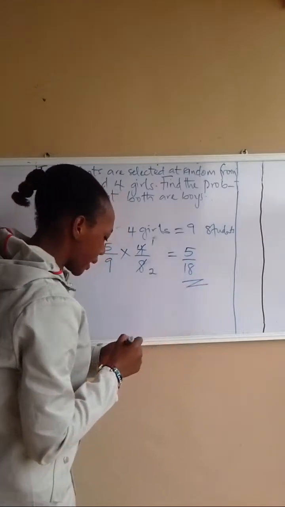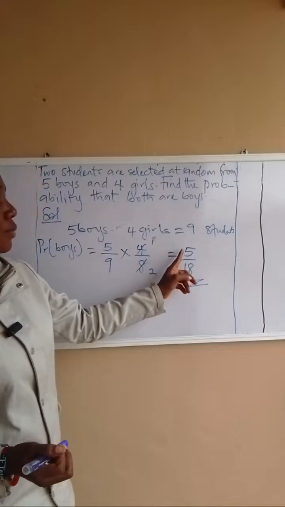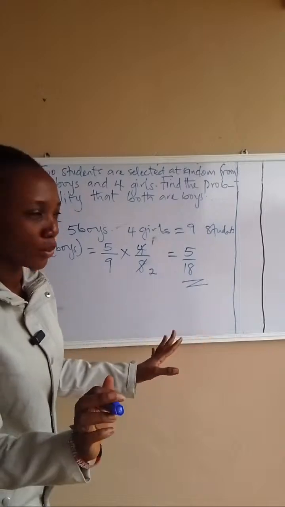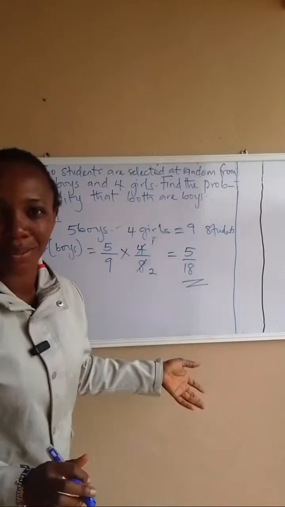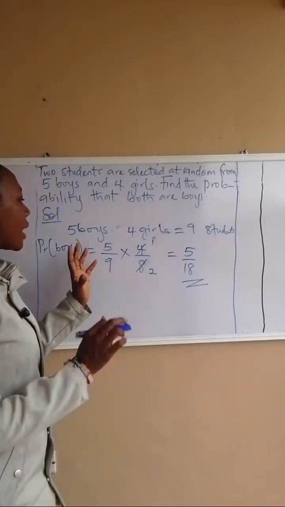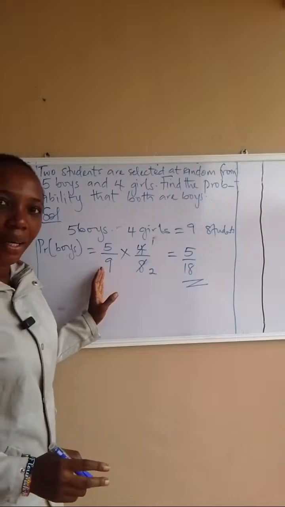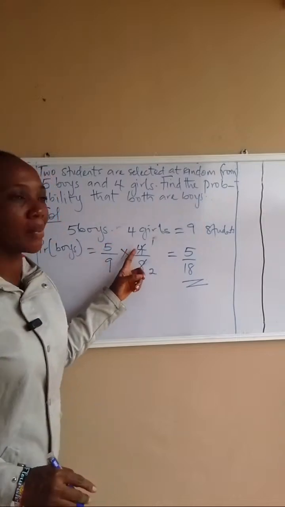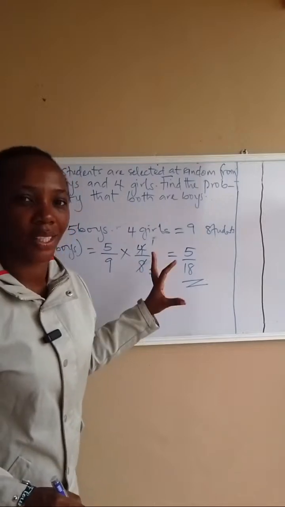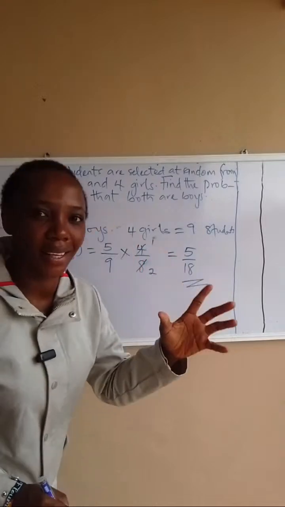So the probability that the 2 students selected are boys is 5 over 18. Very simple. There's no big deal. There's no method to solve it other than this. The probability that one is selected is 5 over 9. And when this has been selected, the remaining 4 all over the total number left, which is 8. When you multiply, we have 5 over 18.